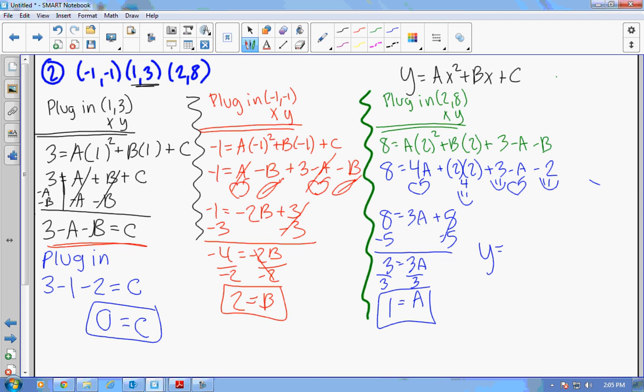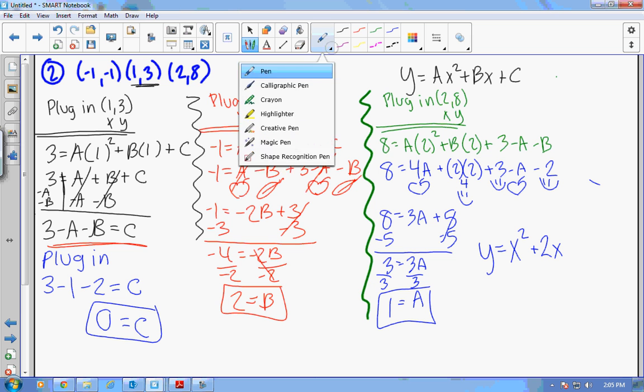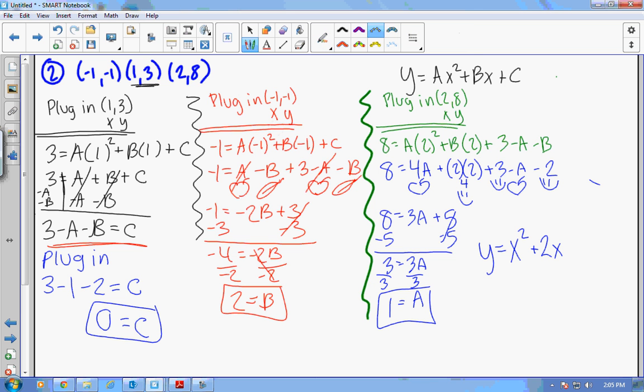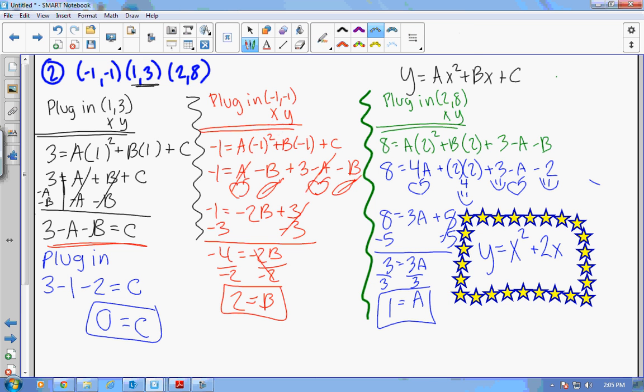y equals, what was a? 1x squared plus, what was b? 2x plus, what was c? Do we need to write plus 0? No. Okay. Done. Hallelujah. Because the second step, the a's canceled out. So we instantly found a value of b.